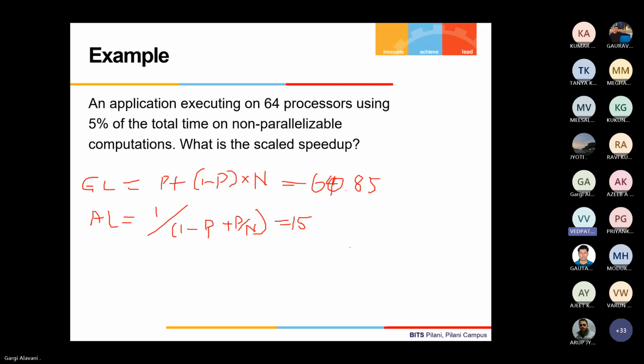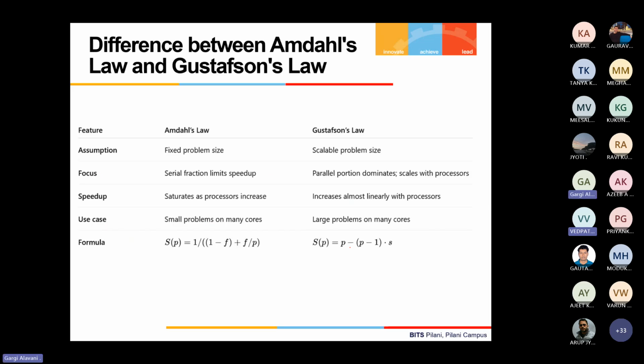Ma'am, can you go back to the earlier page where we have those formulas? Here, the size of the problem is not considered in either formula. In Gustafson's law, we are saying this is the serial fraction, and we are dividing by the number of processes. Whereas in Amdahl's law, we are only dividing the parallel fraction by the number of processes, and we say that the serial fraction remains constant.